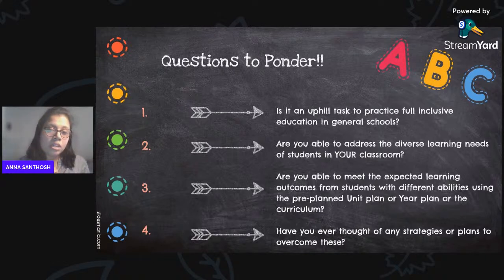I have heard from my previous colleagues that sometimes they feel like it is an uphill task for them to practice full inclusion in their classroom. Sometimes they may feel like they are failing. They may feel like they fail to impart an inclusive environment to their children, and sometimes they fail to receive the expected learning outcome from the whole class. So they have lots of issues when it comes to practicing full inclusive education in classrooms.